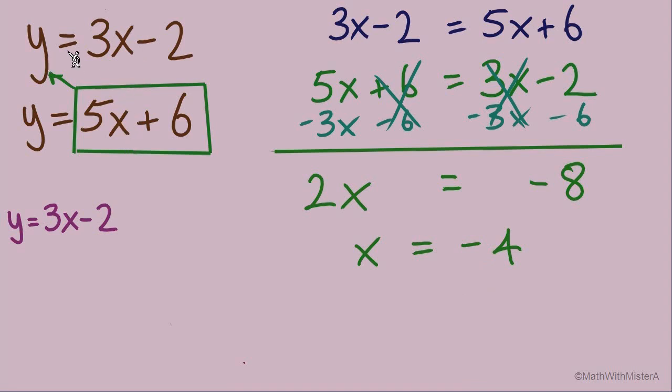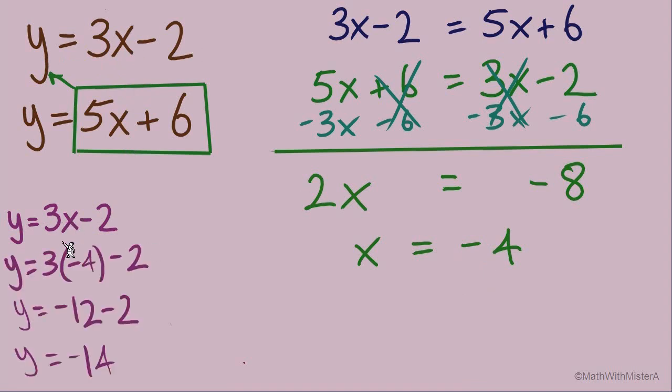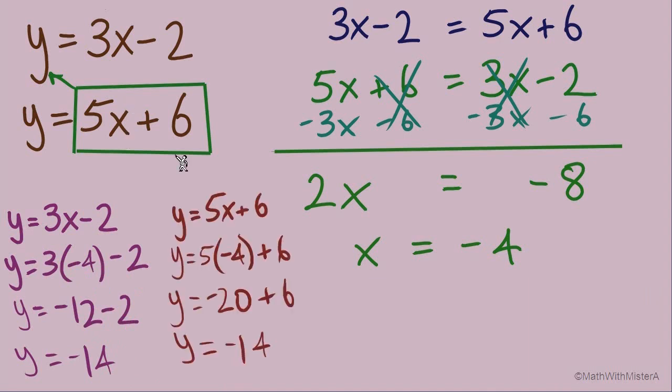So if we took the top equation, y equals 3x minus 2, plugging in the negative 4, we would have 3 times negative 4 minus 2. Order of operations gets us to negative 12 minus 2, then negative 14. y equals negative 14. And if I chose the second equation to substitute into, 5x plus 6, 5 times negative 4 plus 6 gets us to negative 20 plus 6, and then negative 14. Same result both ways. So it doesn't matter how we spot the substitution initially.